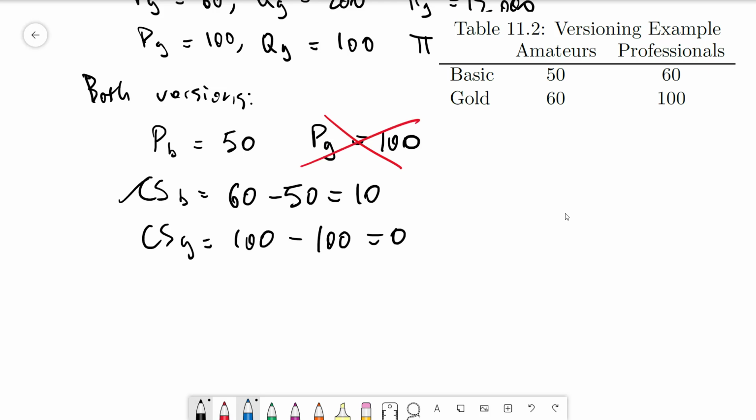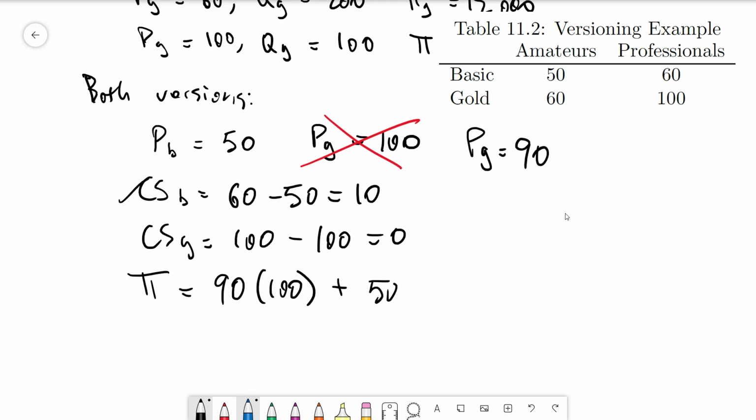That means that we need to actually set the price of the gold version at 90, which is 100 minus 10, the surplus that we need them to get. To absolutely ensure that they buy the gold version, we could bring it down to a price of slightly under 90, like $89.99, but I'm going to call it close enough and assume that they are going to go for the gold version. With all this in place, our total profit will be price of 90 times a quantity of 100 for the gold, and then a price of 50 times a quantity of 100 for the basic, and that's going to give us 14,000, which is higher than the 12,000 that we got without versioning.